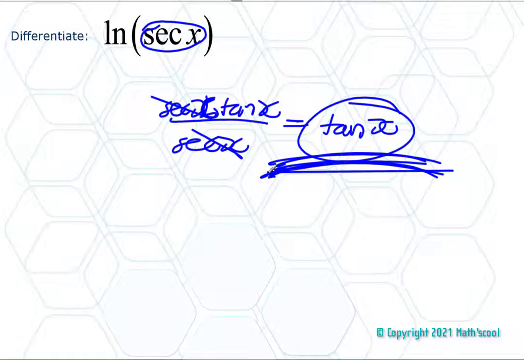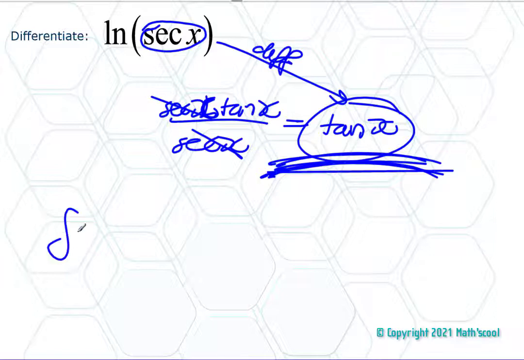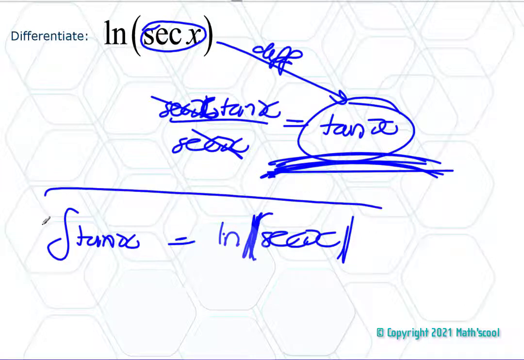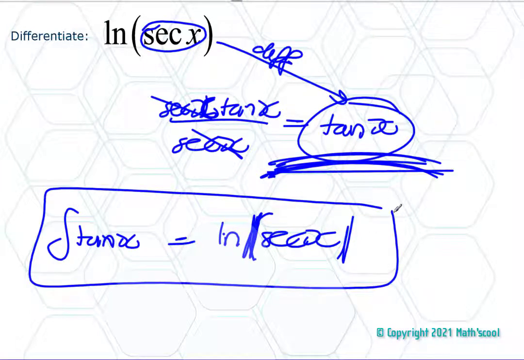That means we can integrate tan x now, because we differentiated that to get that. So we've already learned that the integral of tan x is ln of sec of x. Well, I need those modulus signs, don't I? Ln of modulus sec of x. So we've learned an integral. Whenever you differentiate something and the answer comes out as something that you already recognize and know, and you didn't know that was going to be the answer when you differentiate it, then you've learned a new integral.